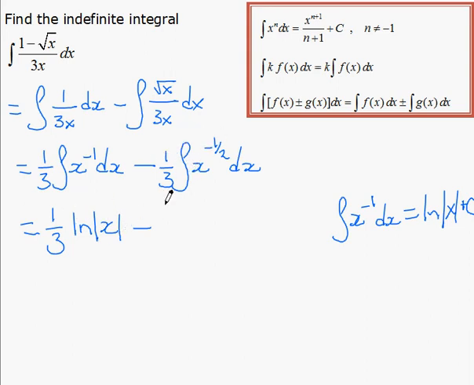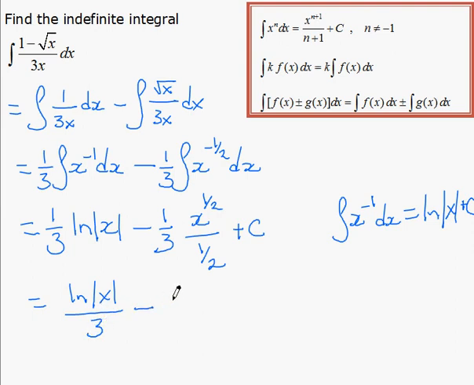This one you should be able to do. That's 1 over 3 stays. This here is x to the 1/2, negative half plus 1 is 1 over 2, over 1 over 2 plus c. And simplifying gives us the natural log of x over 3 minus 2x to the half over 3 plus a constant.